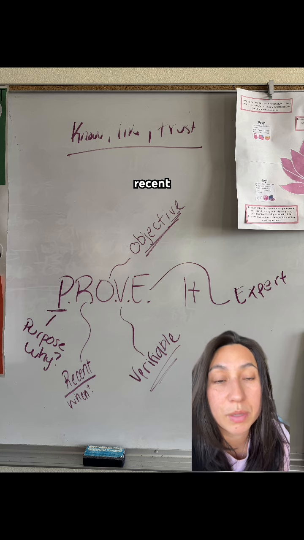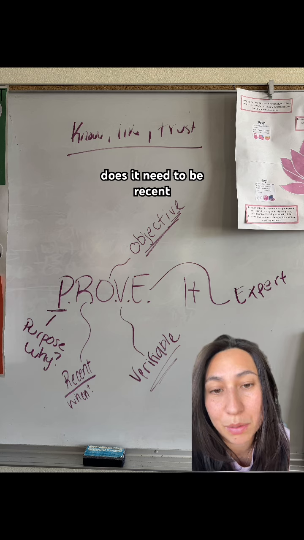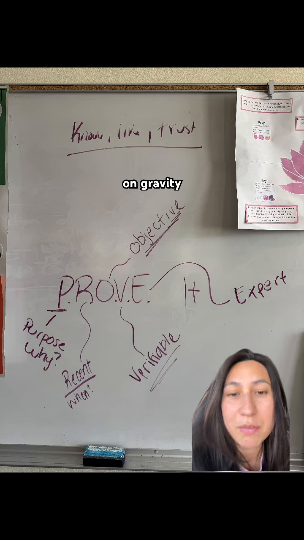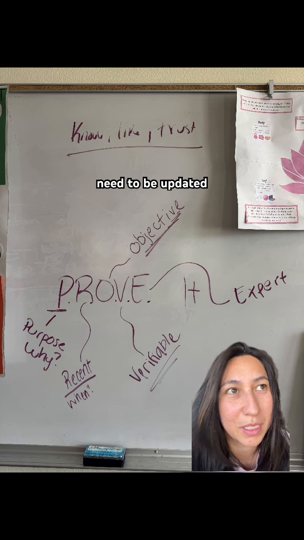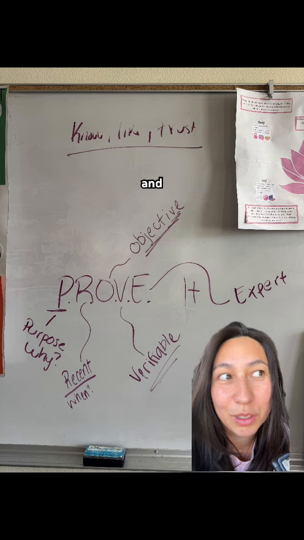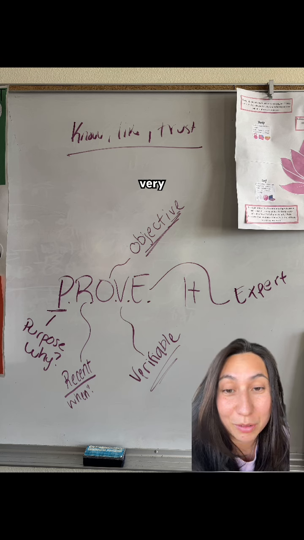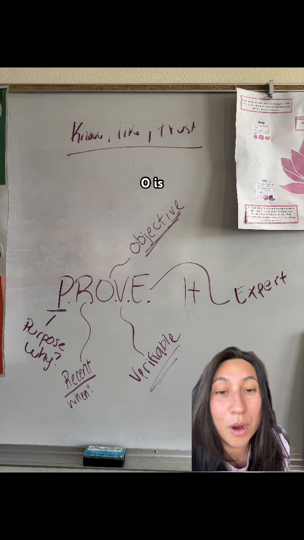The R is recent. So is the information recent, and considering, does it need to be recent? An article on gravity doesn't necessarily need to be updated recently, but if you're traveling somewhere in hurricane season and you want to know if there's going to be a hurricane, you need that information to be very recent and up to date.